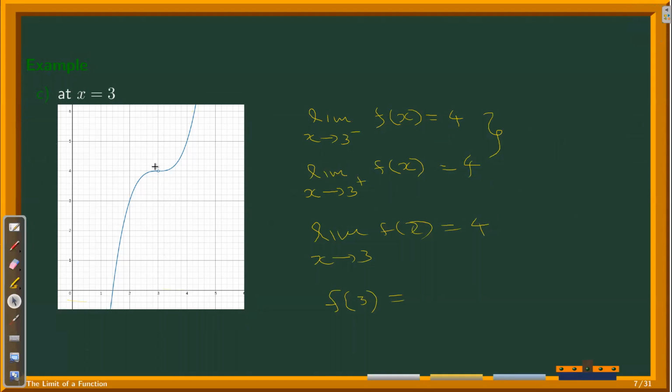Okay, so here there is a hole and no other point is given.